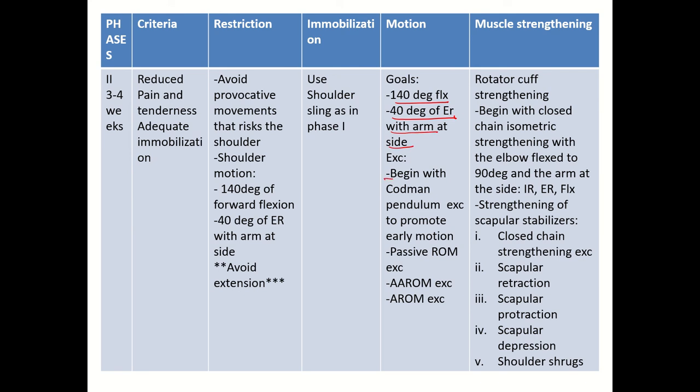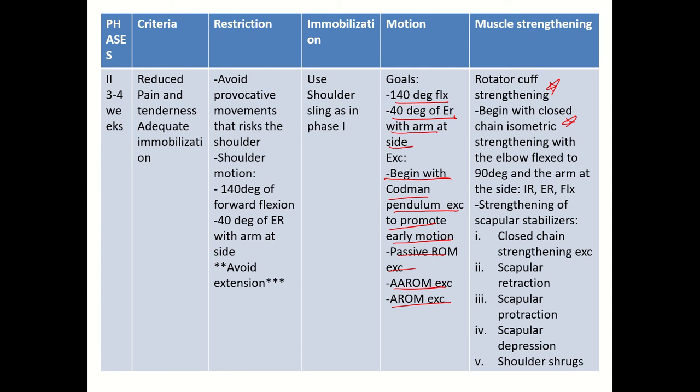Exercises: begin Codman pendular exercises to promote early motion. Passive range of motion exercises are started, followed by active assisted, followed by active range of motion exercises. Muscle strengthening: rotator cuff strengthening is very important. Begin with closed chain isometric strengthening with the elbow at 90 degrees and the arm at the side. Please maintain the elbow at 90 degrees flexion with the arm at the side.